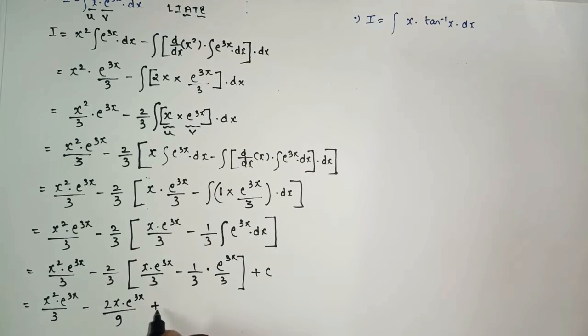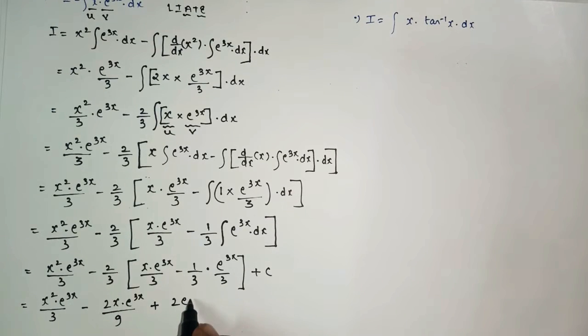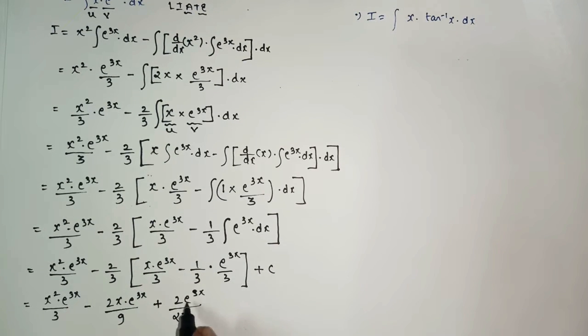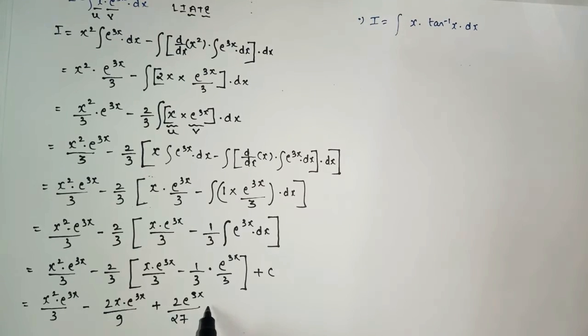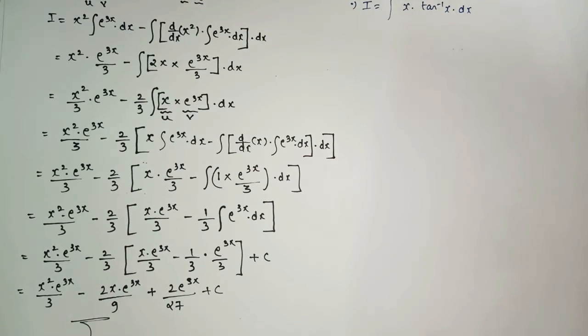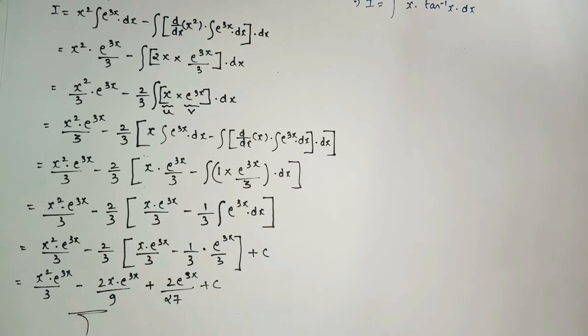So this minus minus will be plus. On one side it is 2 e raised to 3x upon 3 3s are 9, 9 3s are 27. So 2 upon 27 into e raised to 3x and then plus c. So that's the final adjustment. Further, if you want, you can take e raised to 3x as common or 1 upon 3 as common. Otherwise, you can stop your answer here itself.